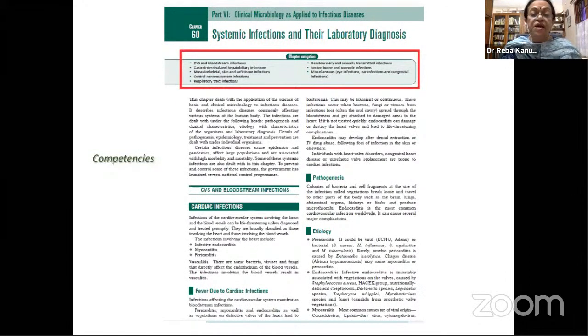Next, this is actually the chapter which, if you are getting this book, I would request all of you to use as a dashboard. This is the chapter which includes the systemic infections and their laboratory diagnosis. The systems covered in this are basically the competencies outlined in the CBME curriculum, which includes the CVS and bloodstream infection, gastrointestinal, musculoskeletal, etc. So this whole chapter includes all the system-based objectives which have to be dealt with in the CBME curriculum.